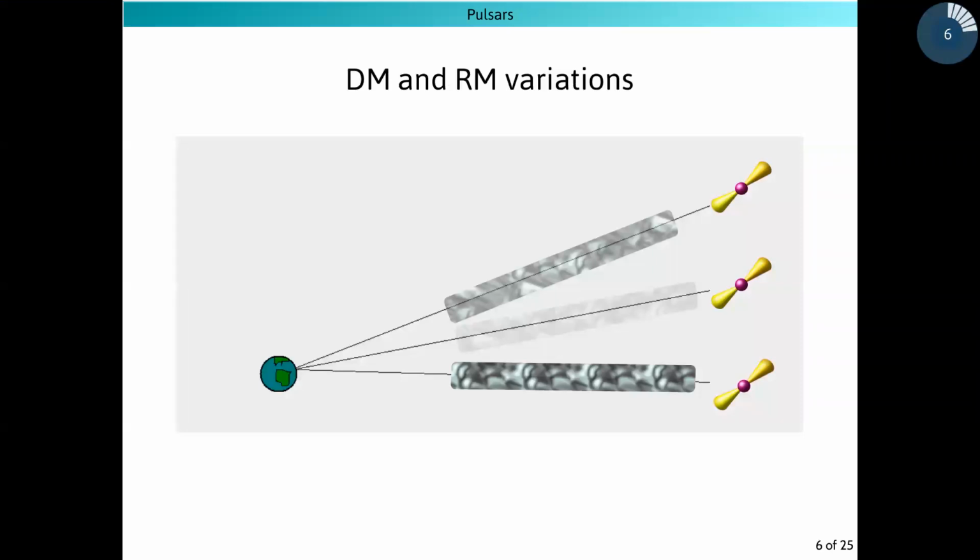Pulsars are fast-moving objects, and so the line of sight of the observer changes constantly to follow them. And given that the dispersion measure and the rotation measure are dependent on the line of sight, the dispersion measure and the rotation measure typically vary with time.